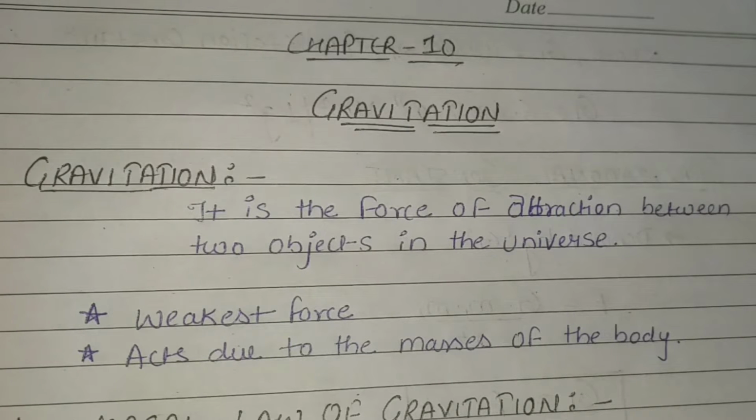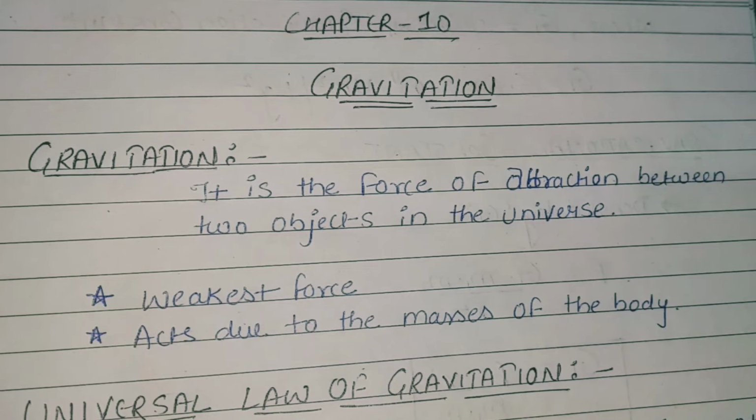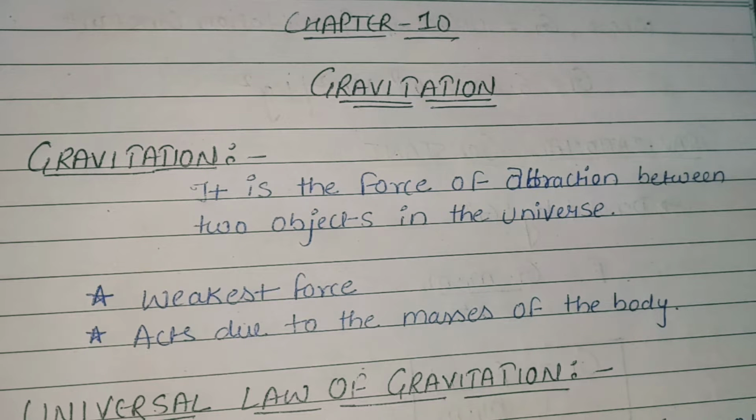Today we are going to start the chapter Gravitation, which is chapter number 10 of your NCERT science book, class 9th. In your previous chapters, you have learned about the motion of objects and the force that causes the motion. We have learned that a force is needed to change the speed or the direction of motion of an object. We always observe that an object dropped from a height falls downward to the earth.